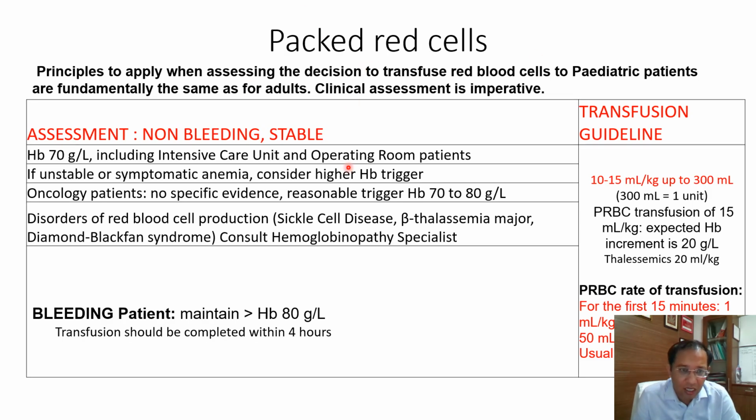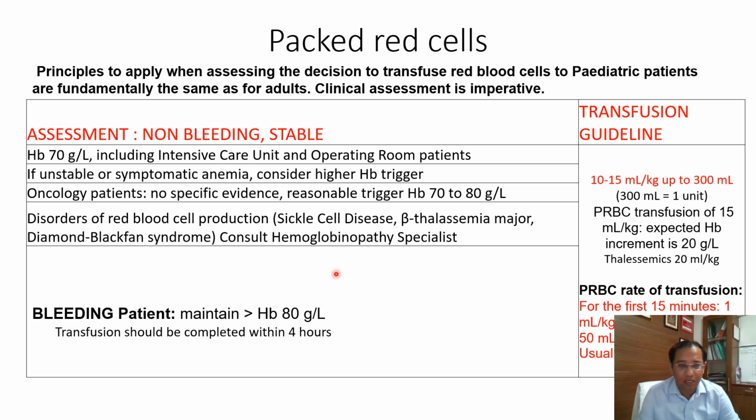So coming to packed red cells, the principles that apply to adults apply to pediatrics. When it comes to packed red cells, clinical assessment is imperative. So you need to check clinically whether you require red cells or not. For a non-bleeding stable patient, the restrictive regimen is followed, which says that instead of HB 9.5, HB 7 is the transfusion trigger. So if a stable patient is there, you should not transfuse if the HB is greater than 7 gram per deciliter. And this includes ICU patients and operating room patients.